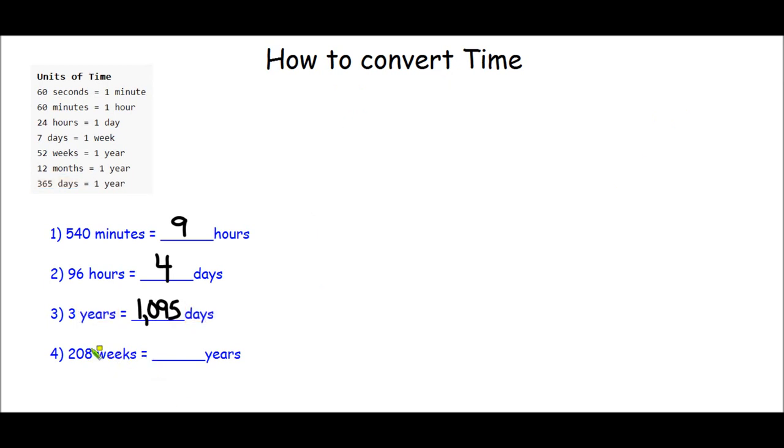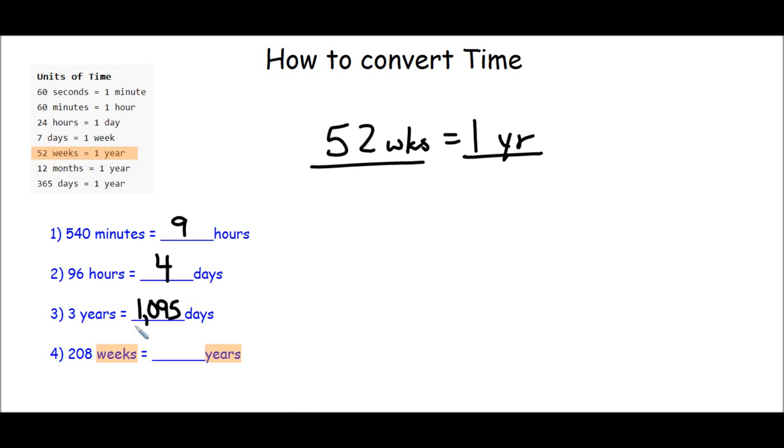Last problem here, we're looking to see how many years there are in 208 weeks. So we're looking for a relationship between weeks and years. And I'm going to go to my chart, and I see that there are 52 weeks in 1 year. So I'm going to write that down first. 52 weeks equals 1 year. Draw my line under those and plug in what I know from the problem. I know there are 208 weeks, so I'm going to write that here.